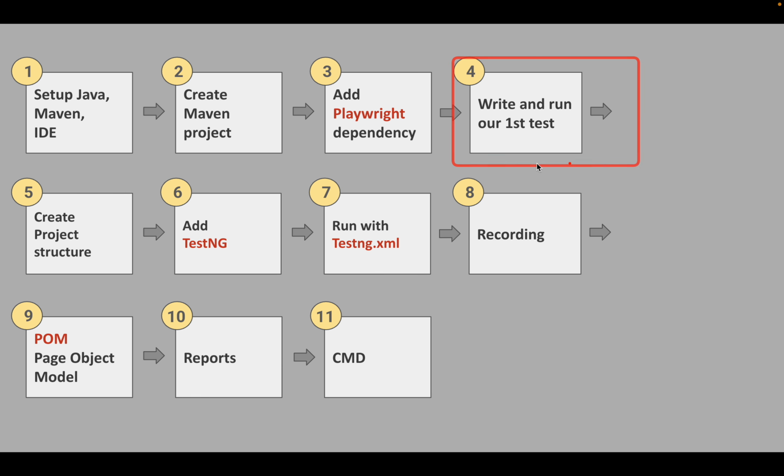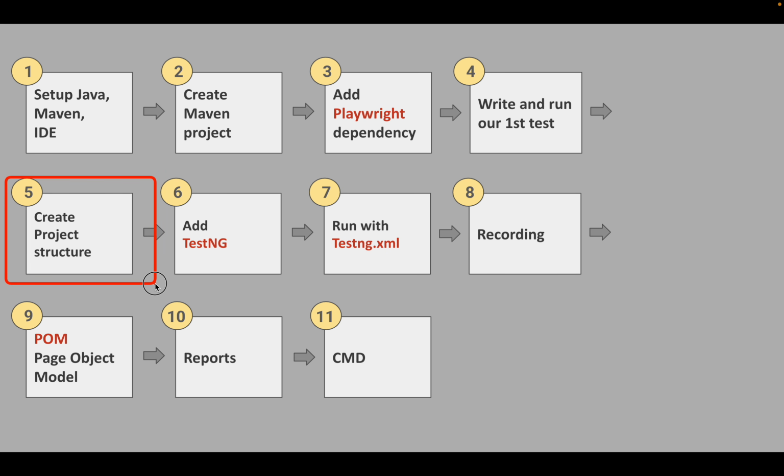After that, we will create our project structure. Until now, we have just created a simple project, but after this, we will have to create a framework. So we will have to create a project structure. We have to create some folders where our test classes will go, where our page classes will go, where our objects will go, and some utilities will go. All that we will define and create a structure of our project.